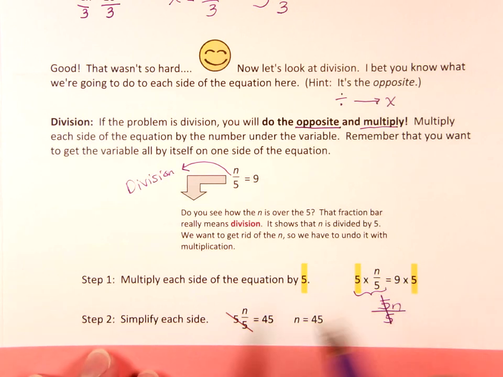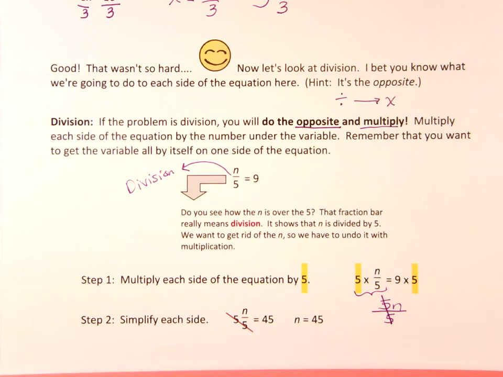So we've multiplied each side by 5. On this side, it's 9 times 5 is 45. I get n equals 45. This one will take a bit more practice. Next page.